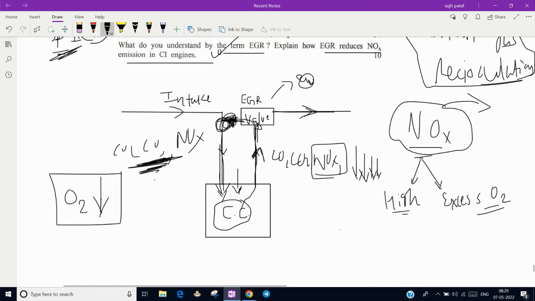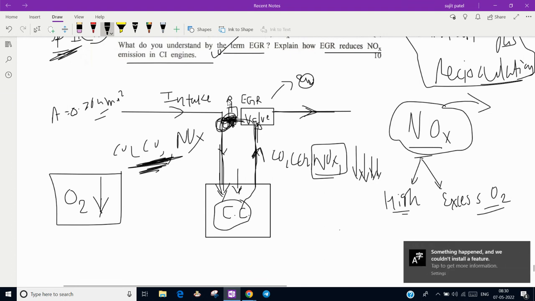Now one question will come to our mind: if we recirculate the exhaust gas directly, there are many combustible products and some harmful particles in the exhaust gas. They will damage the engine cylinder and affect the fuel injection; microparticles, soot particles, and PM 2.5 and PM 10 particles will be there. They will choke the fuel injector. As we have solved in one numerical, the area of the fuel nozzle is 0.264 mm square. So before directly mixing, there is a filter which traps this part, and the remaining gas goes on.